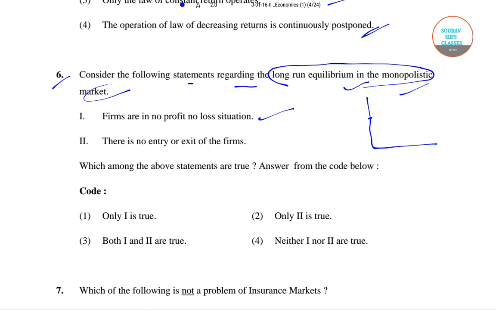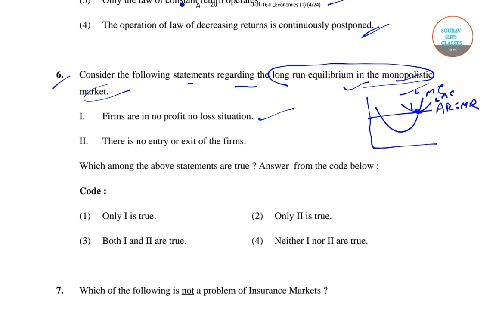In perfect competition, we know AR equals MR. This is the marginal cost curve, and in the long run the AC curve, which is the LAC curve, is tangential at this point. So at this point we say there is no profit or loss, rather we call it normal profit.